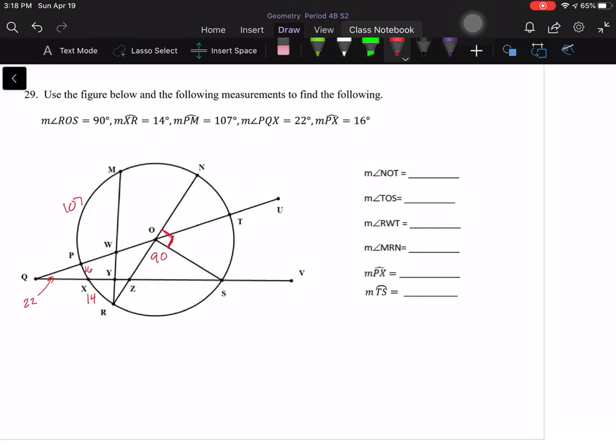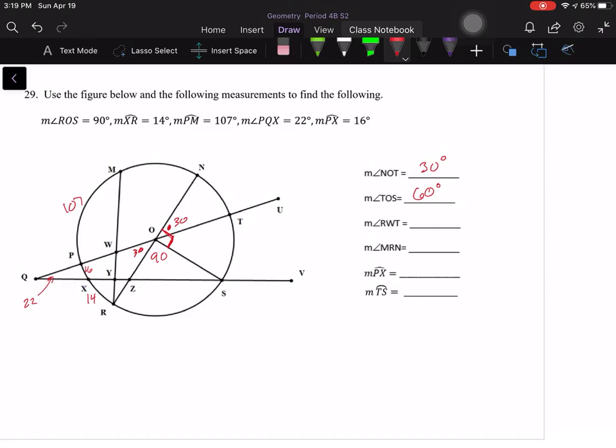First one says, what's the measure of arc NOT? NOT is going to be this angle right here. Well, there's two ways of seeing that one. Because of that 16 and then 14 that we filled in, we know that that arc measure is 30. So then we know that this central angle is 30. And so by properties of vertical angles, we know that that is also 30 degrees. Measure of TOS, well, that's why I labeled that 90 right away. That's going to be 60 degrees then.